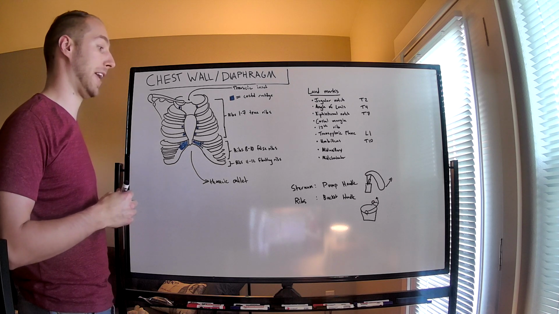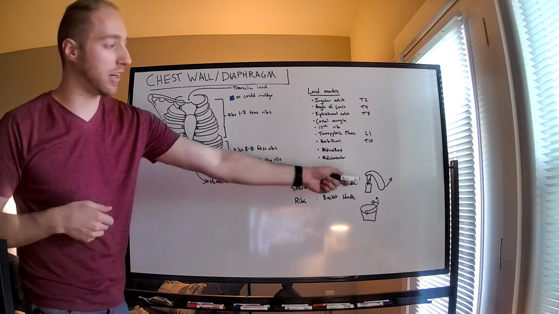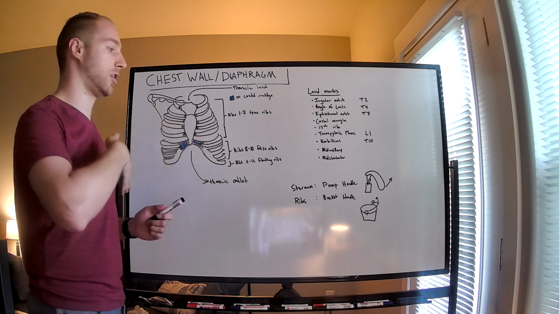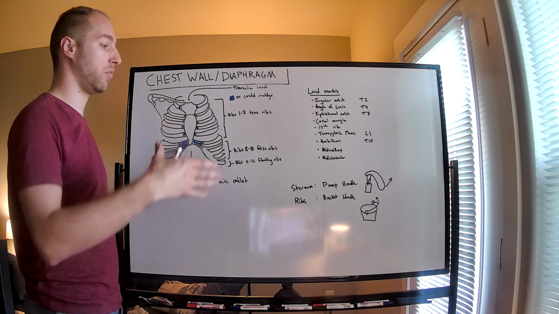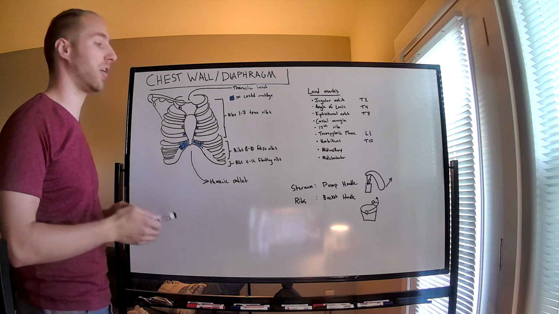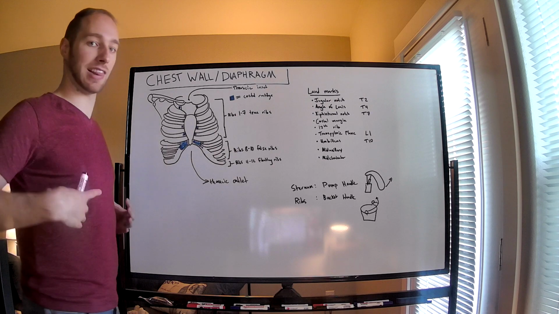There's both pump handle and bucket handle. So the sternum has more of a pump handle. You can kind of see in this crude drawing, it acts sort of like a pump handle. It'll move anterior and posterior. The ribs will move more of a bucket handle motion, and there is some variance within the ribs, but generally they're going to move like that bucket handle up and down laterally.